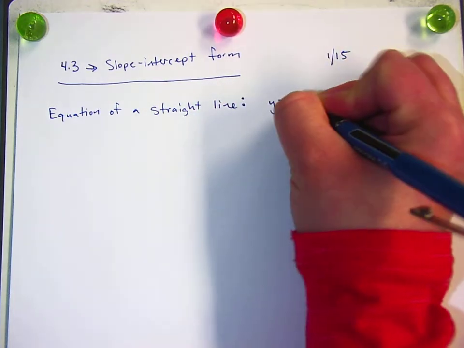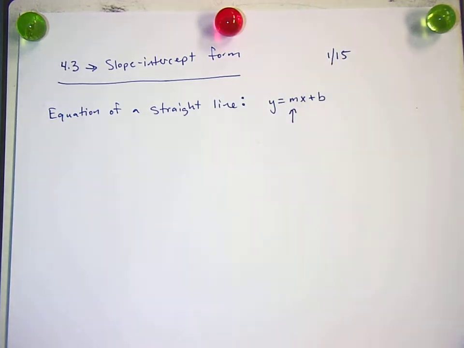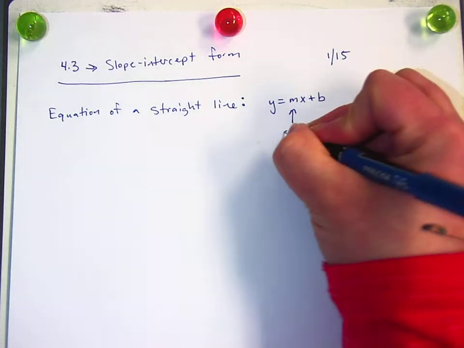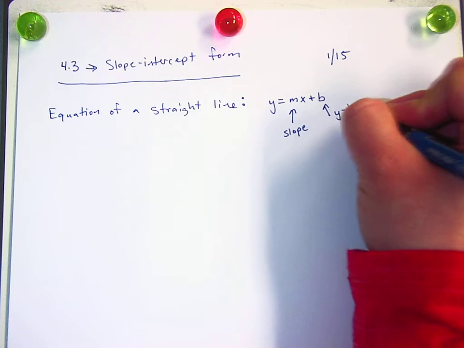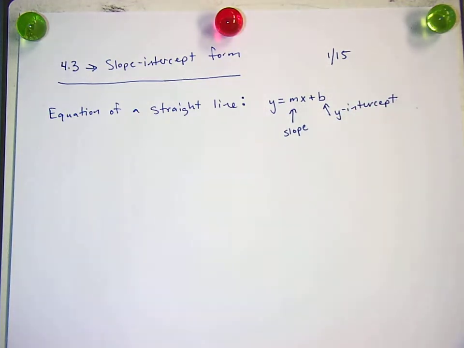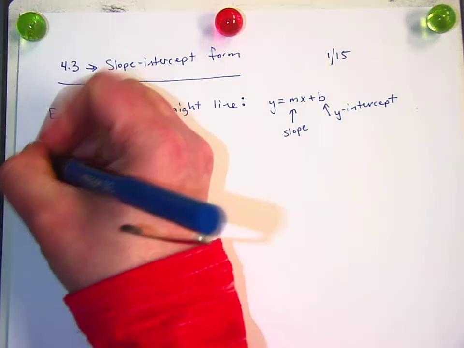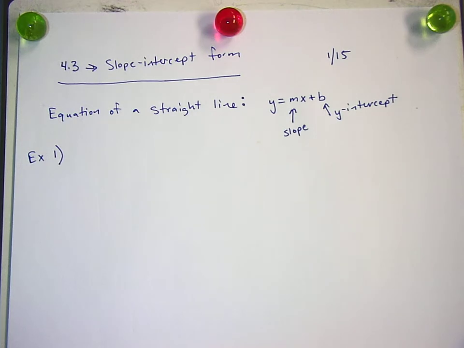Y equals mx plus b. Y is y, and x is x. X are the inputs, and y are the outputs. M is slope, and b is the y-intercept. So we're going to be doing some graphing today and writing some equations with this equation, which is something that I'm positive that you've seen before in your last math class.